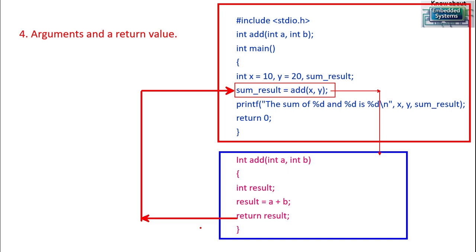it is going to return the sum. A plus b summation, whatever you have done, that value will be returned to the main code. So this type of function is called a function with arguments and with return type.